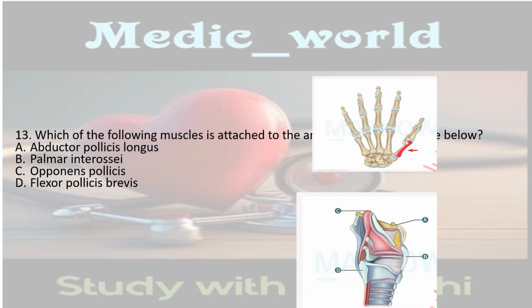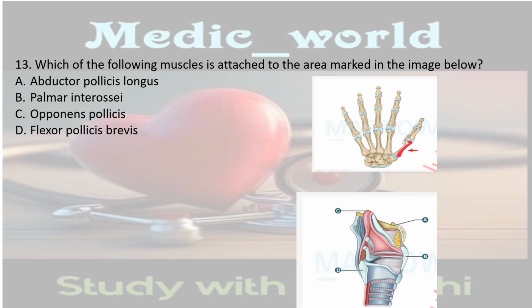Now the next question. Which of the following muscles is attached to the area marked in the image below? The area marked in the image is the palmar aspect of the first metacarpal, and the opponens pollicis is the muscle which is inserted at the site. So the answer is option C, that is opponens pollicis.